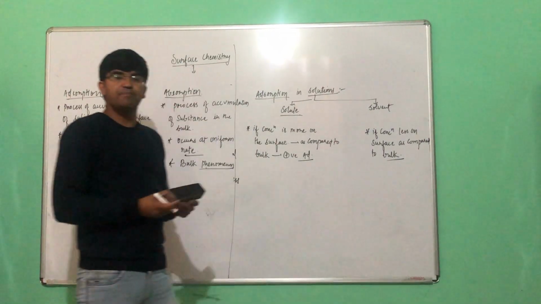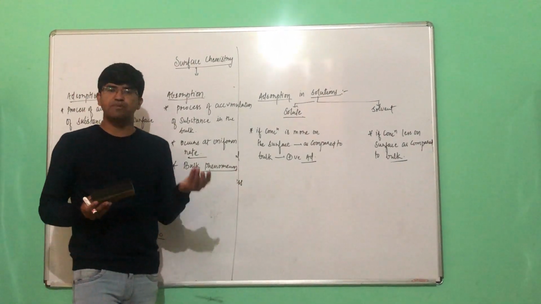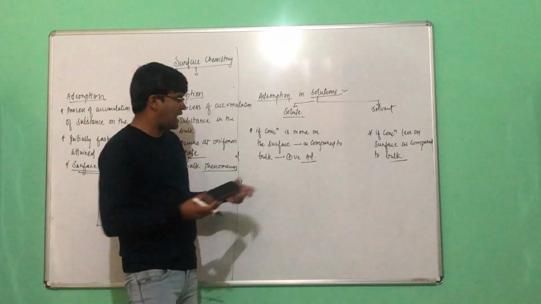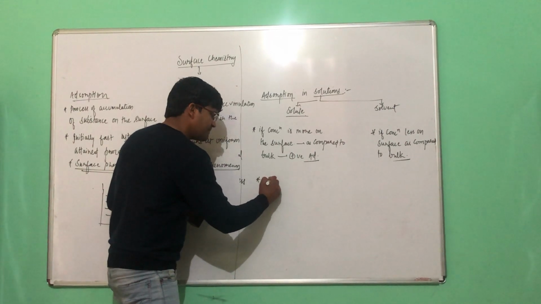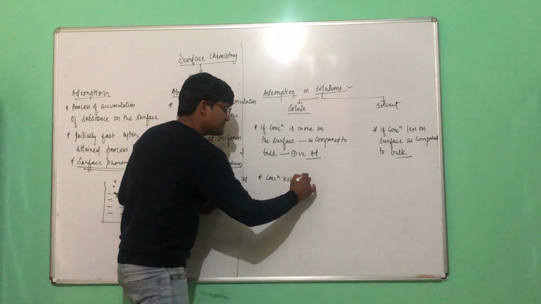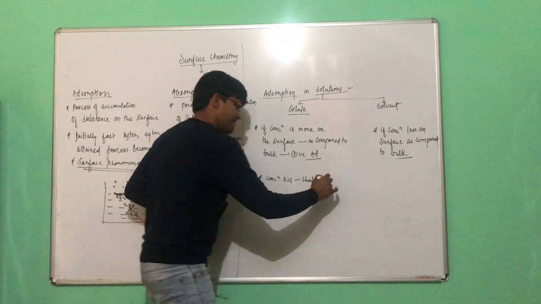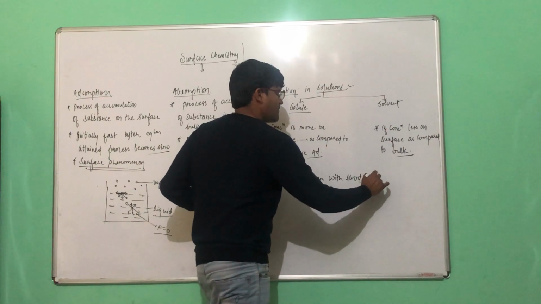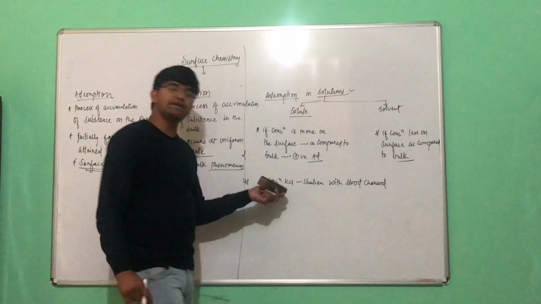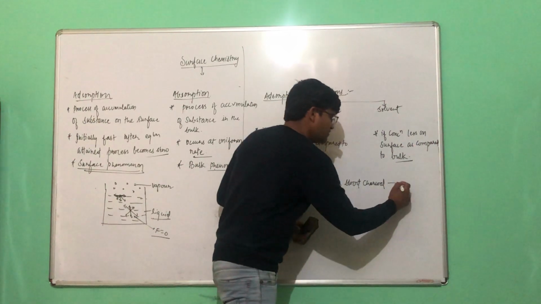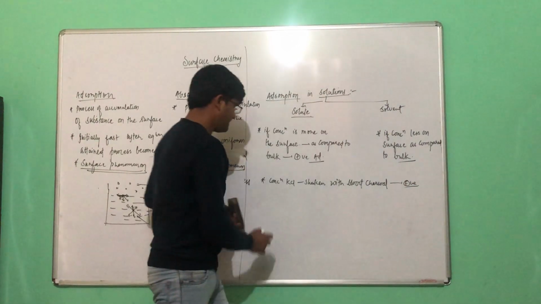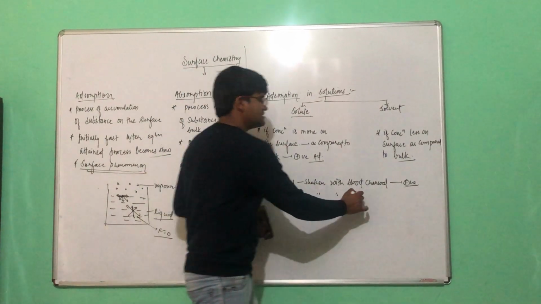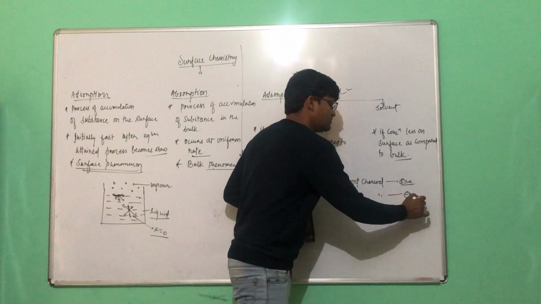For example, blood charcoal. Blood is composed of blood sugar, and different types of salts are also present in blood. When concentrated KCl solution is shaken with blood charcoal, it shows positive adsorption, and when dilute KCl solution is shaken with blood charcoal, it shows negative adsorption.